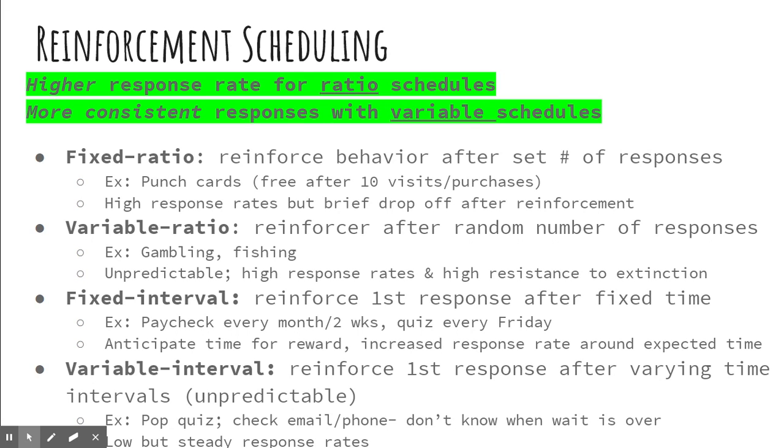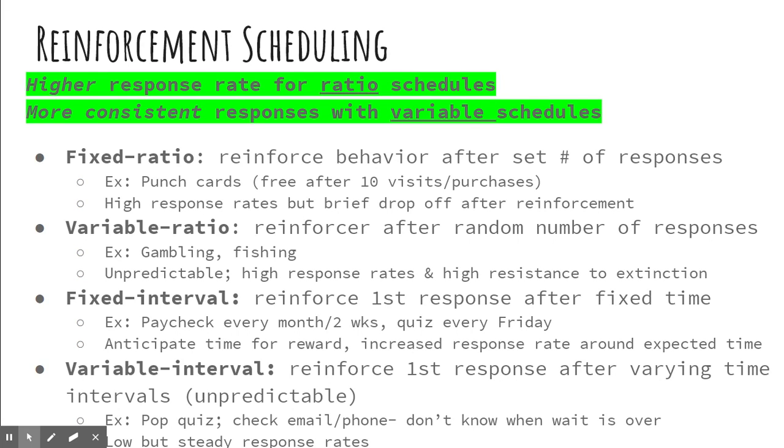So what this does is this gets a high response rate, but it gets a brief drop off after reinforcement. Think about when you're at that 7, 8, or 9 cups of coffee, you're probably thinking about it more. You know that you're about to get your reinforcement, your free cup. And so you're more likely to go back and buy more coffee those last couple times than you are right after you get the reward. You're like, oh, I'm not going to think about this. It's a long way away.